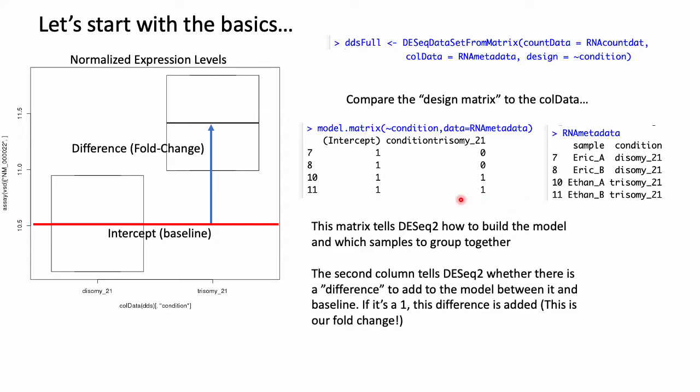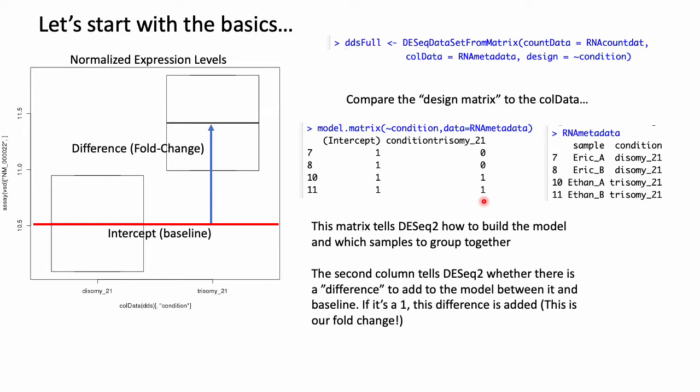The samples that have a 1 in this column will have a difference coefficient. In other words, the difference coefficient is multiplied by 1, and so the difference is added to the intercept to get our final fit for this group of samples. Finding this difference coefficient is what yields our fold change estimation.